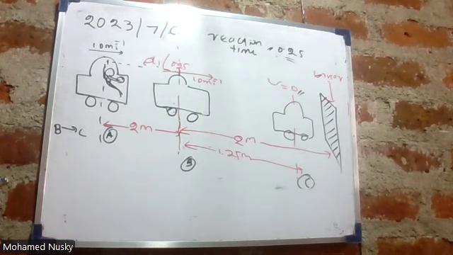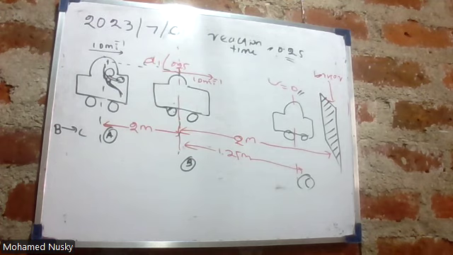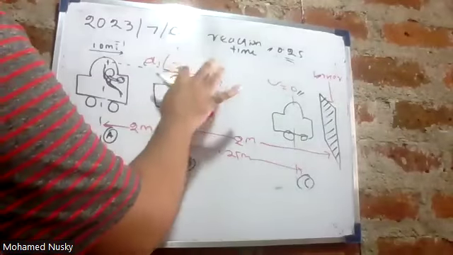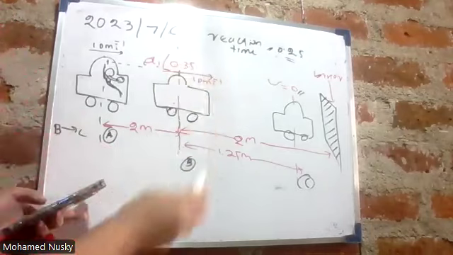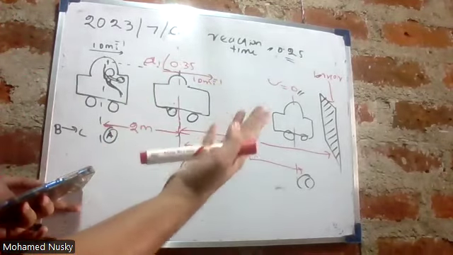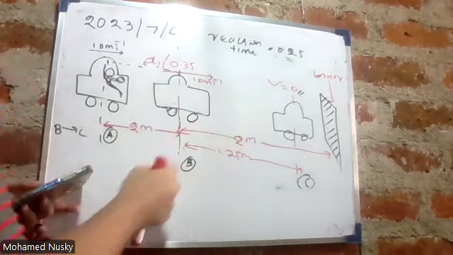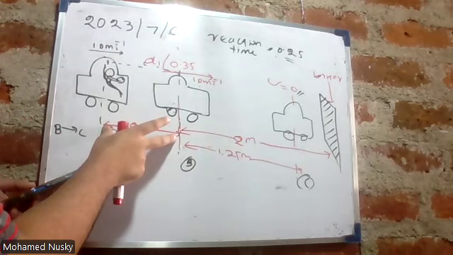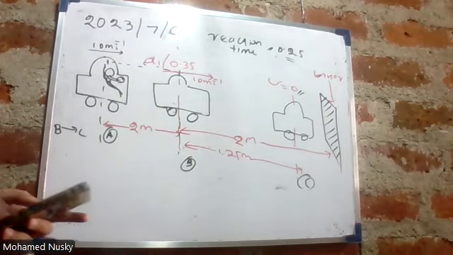So now what's happening? The response time is 0.3 seconds. He is moving with the same velocity. If his response time is 0.3 seconds, then it is obvious that the vehicle would have moved further. The vehicle will not move 2 meters, it will move further. Let's calculate the distance.